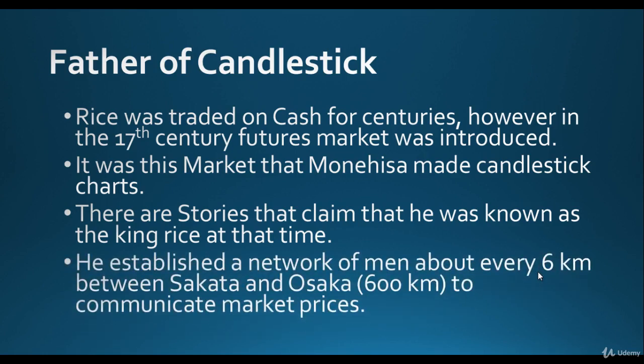He even established a network of men about every 6 kilometers between Sataka and Osaka, 600 kilometers in total, to communicate market prices so that he can plot it on chart in real time and trade on it and make tons of money. That's how he was known to be the king of rice.